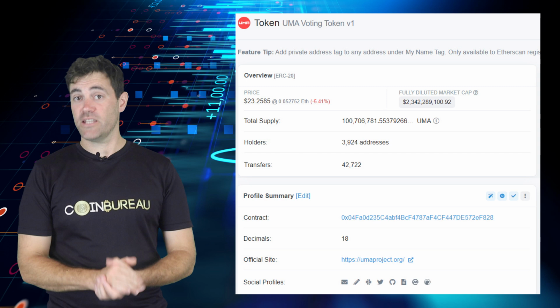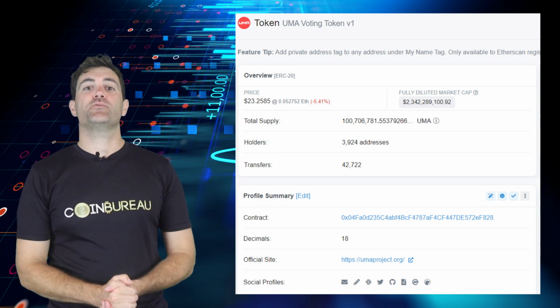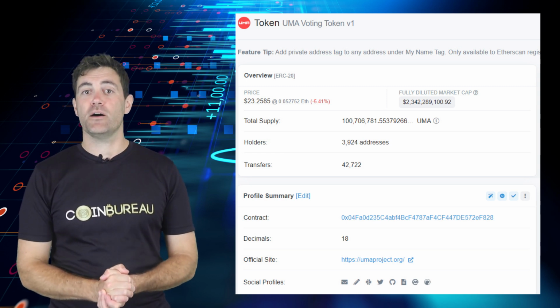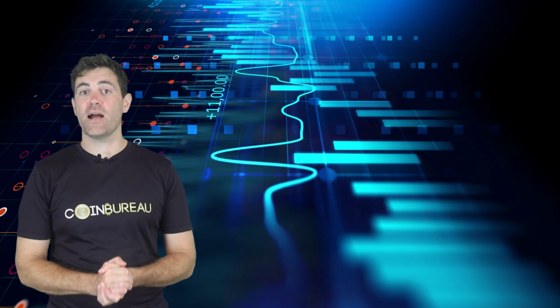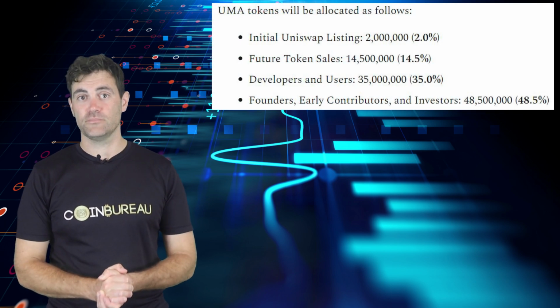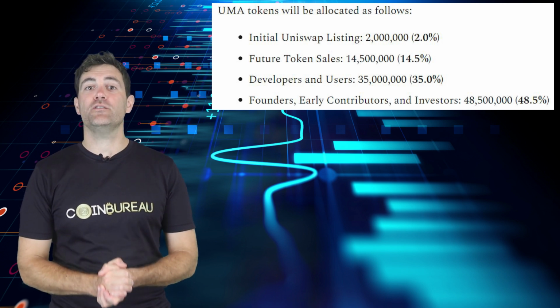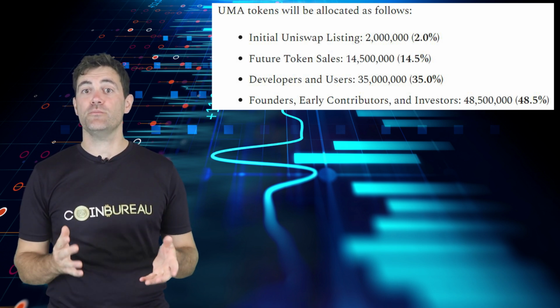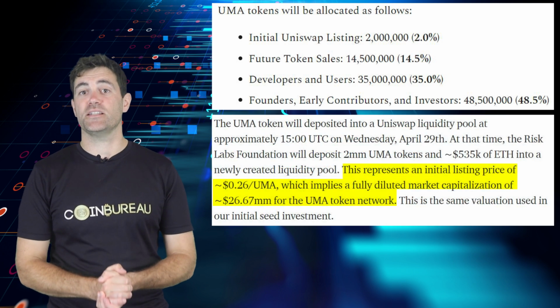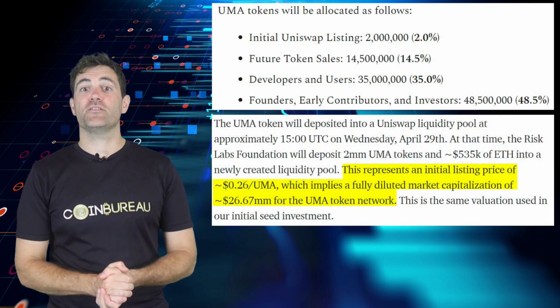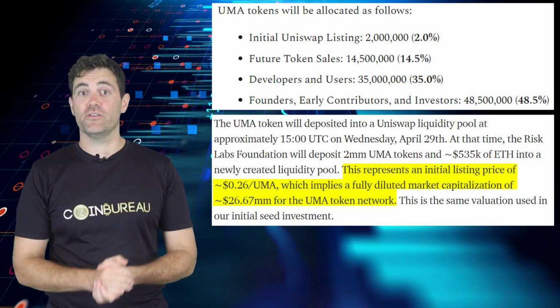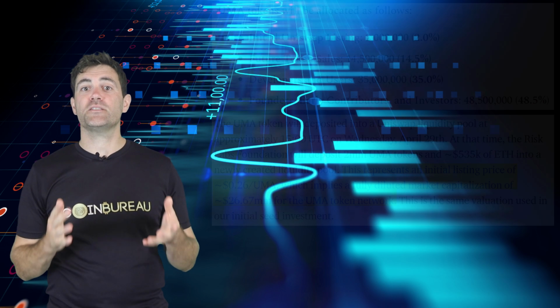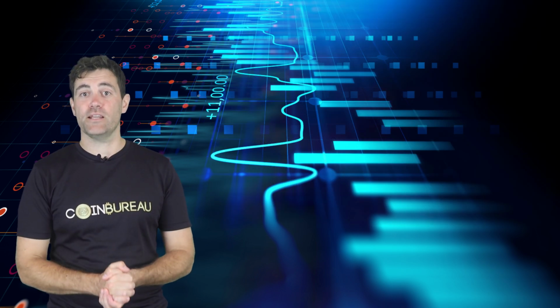The UMA token, ticker UMA, is an ERC20 token on the protocol, and its main purpose is as a utility token. There was an initial supply of 100 million UMA, and the distribution has been broken down according to this schedule right here. As you can see there, it had an initial Uniswap listing back in April where they sold off 2 million tokens for a price of 26 cents per token. You'll also see that there's over 48% that's reserved for private backers and investors, an important point that I'll touch on later.